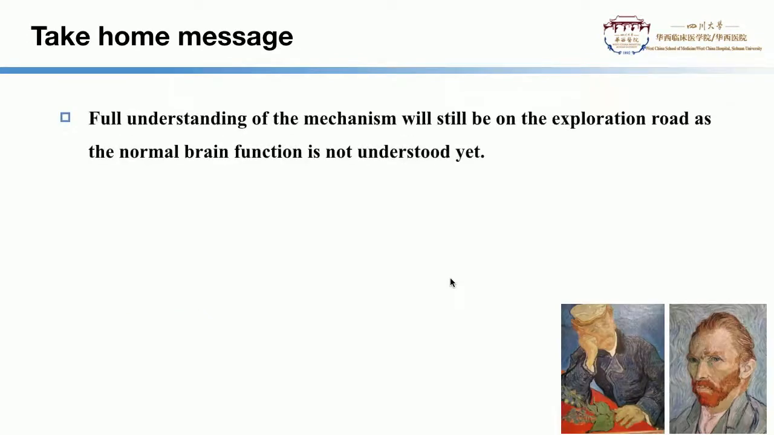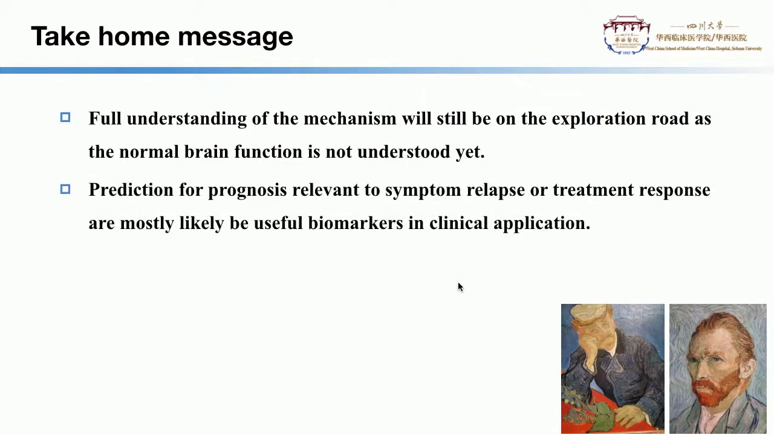So finally, take-home messages, there are three. The first thing is about mechanism. The full understanding of the mechanism will still be on the exploration road, as the normal brain function is not yet understood. I think everyone understands that. But just to remind, if you are trying to explore the mechanism, you need to be careful about the subject selection.